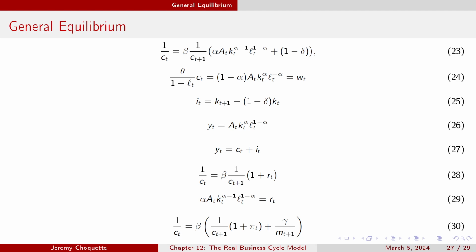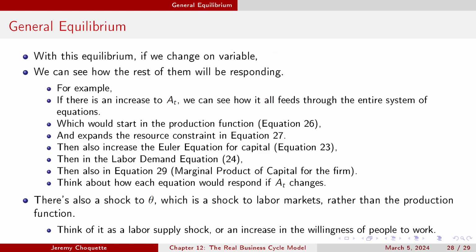So with these equations right here, we would have the model closed out in a deterministic form. If it was stochastic, things would be a little different, but we're not playing with stochastics here, so don't worry about that. Though, all this said, this is the general equilibrium. So if we were to change a variable, if we were to increase or decrease something, it would feed through this entire system. So if you were to change a variable, let's say we were to increase A, total factor productivity, we could see how it feeds through the entire system of equations.